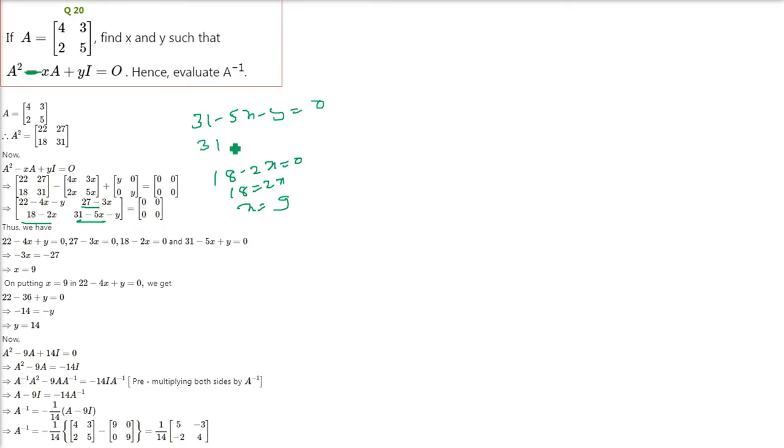X is 9, 5 9s are 45. So y will be equal to 45 minus 31. And this is not 31 minus 45, it will be 45 minus 31. So when you get y equals 45 minus 31, it is going to be 14. And when you get 14, x and y are already computed now. Now you have to replace this x and y in the original equation, which is a square minus 9a plus 14i. So the final equation will be something like this: a square minus 9a plus 14i equals 0.